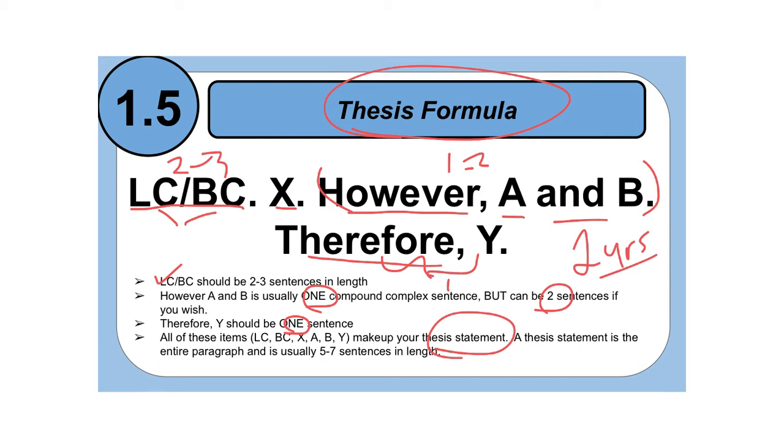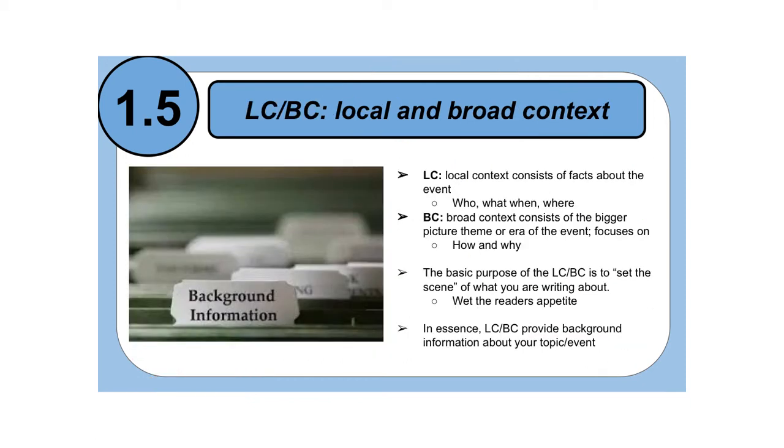So again, this formula is a paragraph formula, and you're just going to plug things in, and you will always get great results if you use this formula every single time in IB history. So breaking things down further for you to better understand these concepts, let's first take a look at LC and BC, which are local context and broader context. These all sound very difficult, so we're going to try to explain them for you.